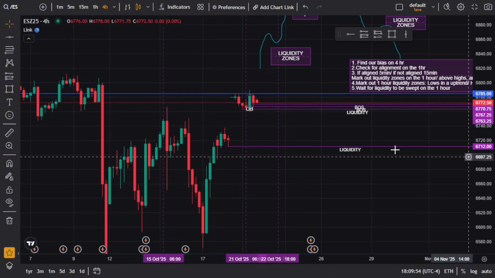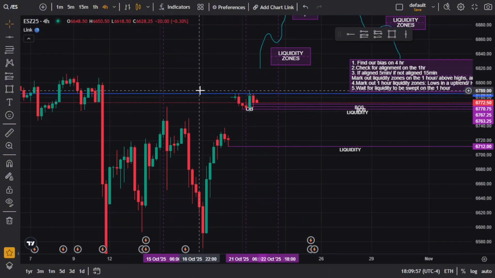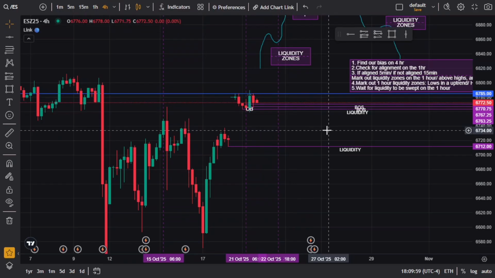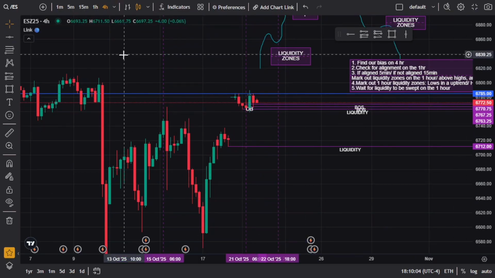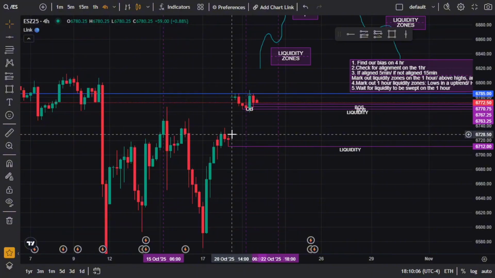I always check the bias for the day, 4 hour. You guys should absolutely too. You should always do that. Uptrend on the 4 hour, beautiful. We're just finding our bias on the 4 hour. Downtrend, beautiful. It doesn't matter what trend we're in. We're just trying to find what that trend is.